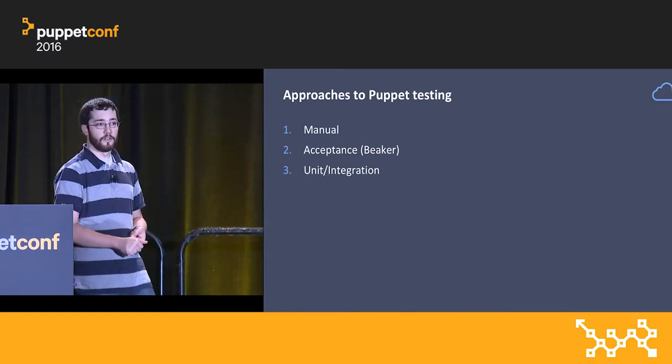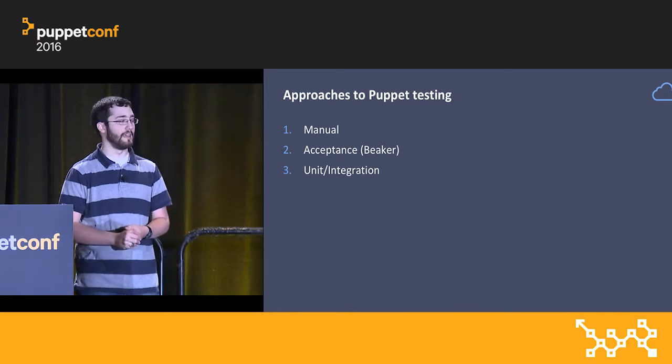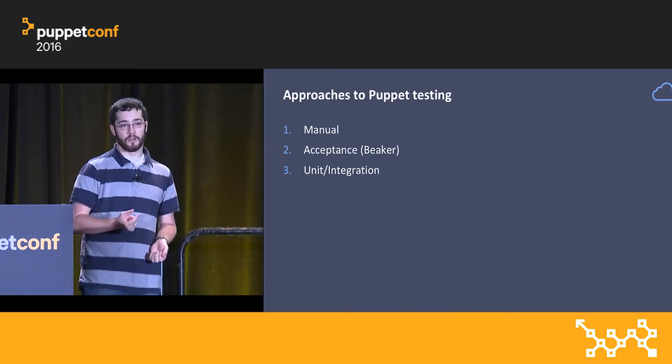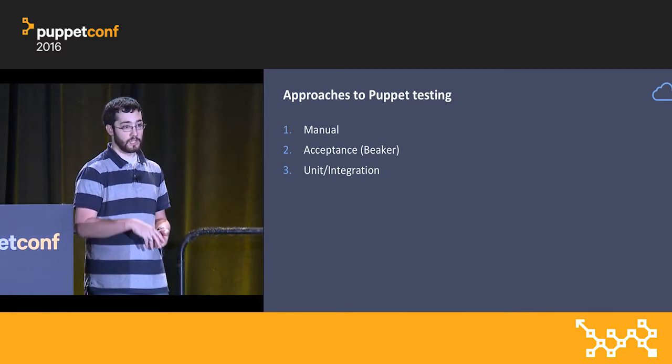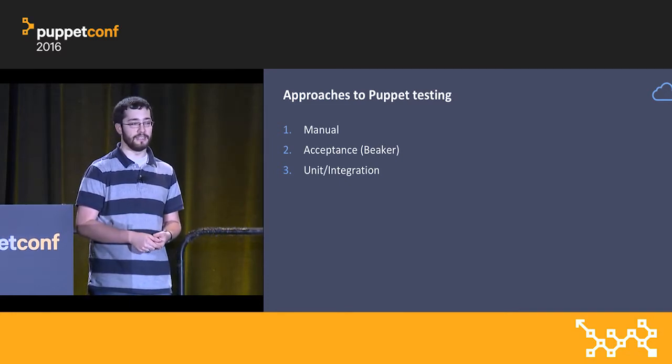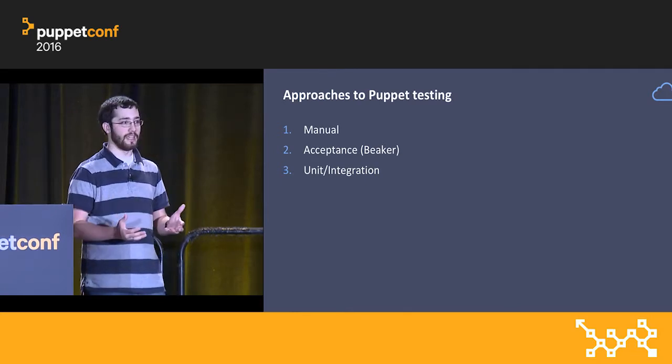Acceptance testing, for those who aren't familiar, is kind of like the automated version of manual testing. When you make a change, you're going to run Puppet on fresh VMs for all of the affected roles, make sure that the catalog compilation succeeds, make sure that the running of Puppet succeeds, and then run some tests on the completed node to make sure it's in the proper state.